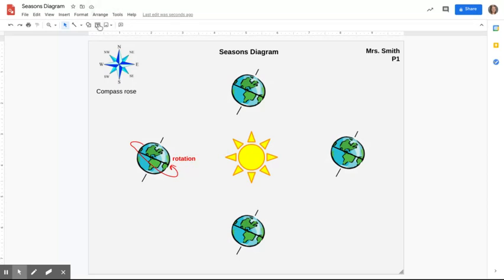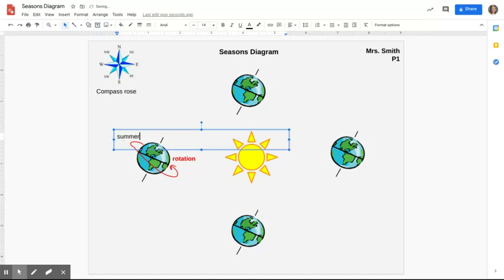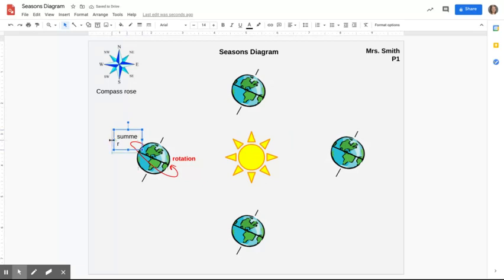So now what I want to do is, on your piece of paper, you're going to label the seasons in the northern and southern hemispheres. So our northern hemisphere right here is going to be summer. And I know this is summer because it's getting the most direct sunlight. Just like I drew my arrows there, I'm going to write this a little bit bigger so it stands out. I do want to have rotation just on this Earth. I'm not going to put it on any of the other ones, but I do want to put that there.